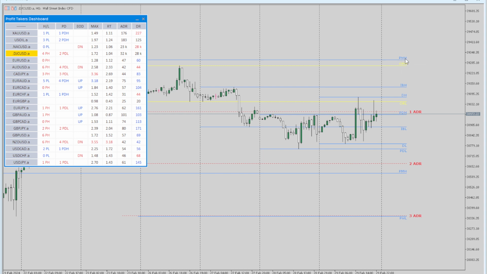The new features here are the previous week, the major levels. Okay, we have previous week high and low. We have the open range high and low, and this is for Monday.